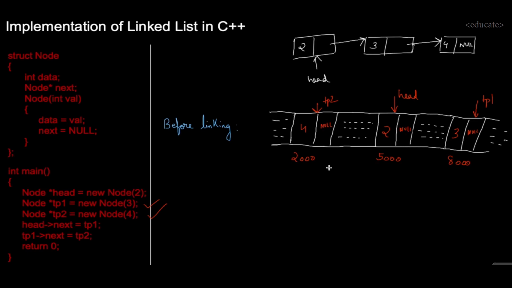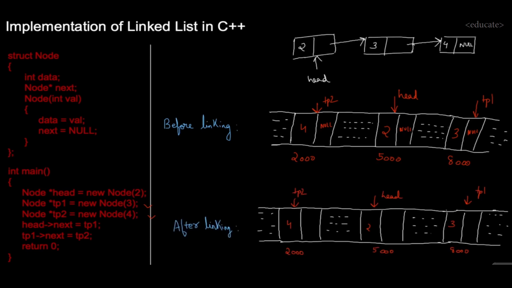So now we have three nodes which are not connected to each other, and here next of all three nodes is null and we have the address of these three nodes in head, tp1 and tp2. Here the purpose of showing this is that the nodes might be anywhere. They need not be in increasing order of memory or any order. They can be anywhere. So now let's see how we will link these nodes.